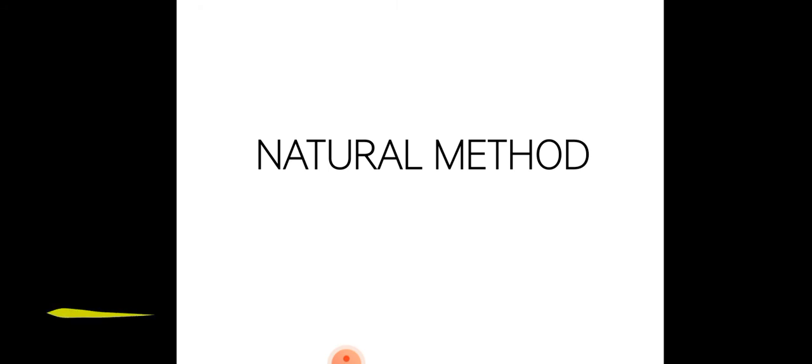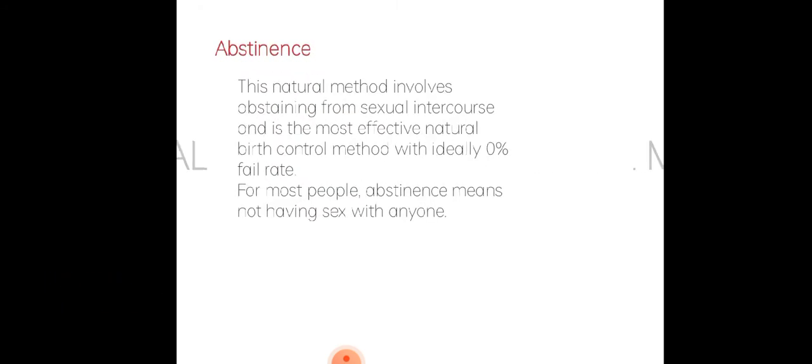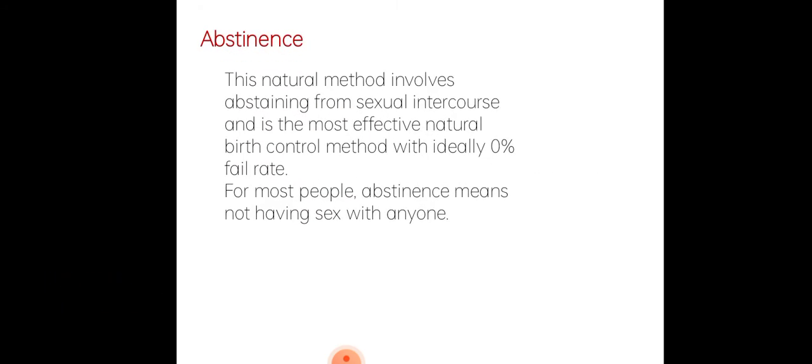Natural method. Abstinence. This natural method involves abstaining from sexual intercourse and is the most effective natural birth control method, with ideally a 0% fail rate. For most people, abstinence means not having sex with anyone.